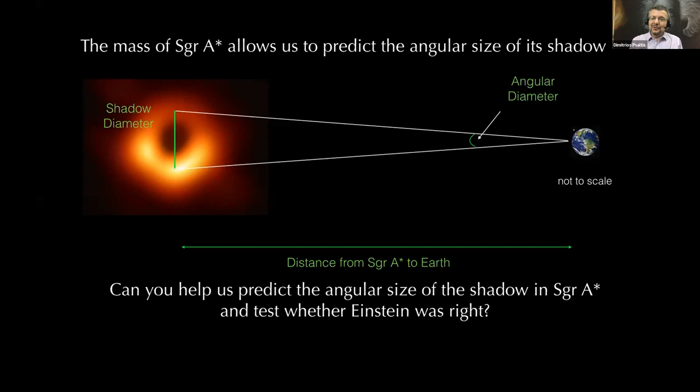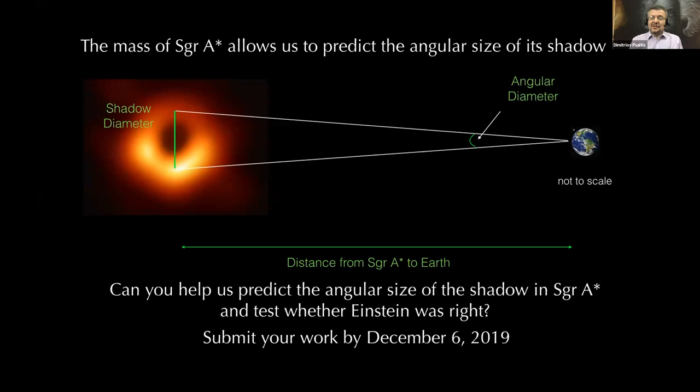help us to find out what the true size of the shadow of Sagittarius A star will be if Einstein was right. What we'd like you to do is follow the outline of the handout that you will also receive tomorrow, and submit your work to an email address that will be in the handout to us by December 6th, 2019. That's about 2 weeks from tomorrow.